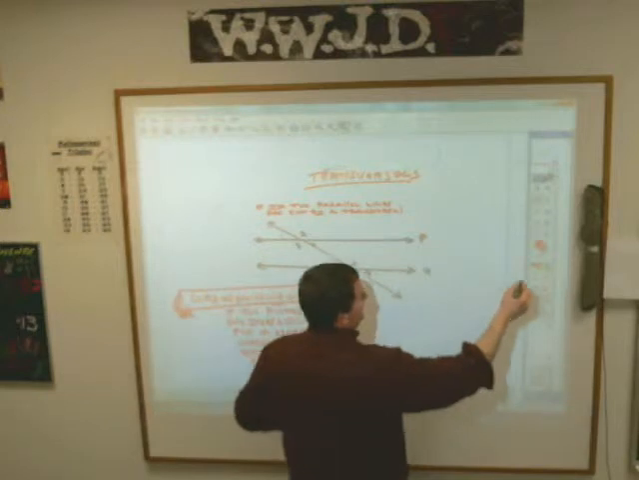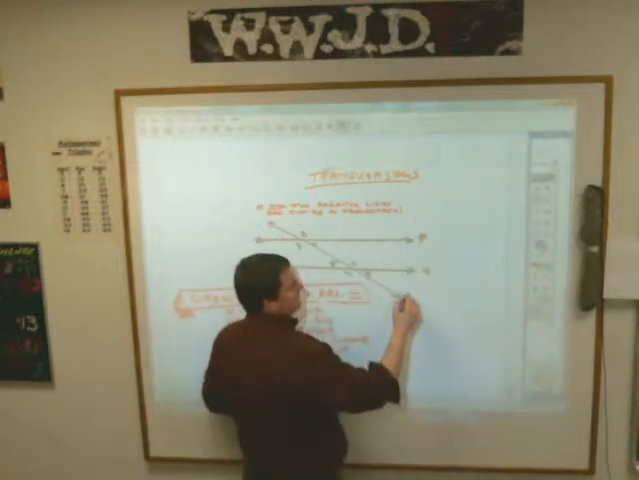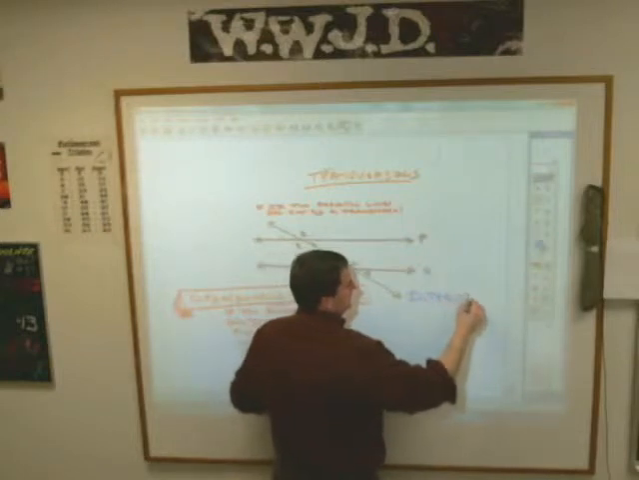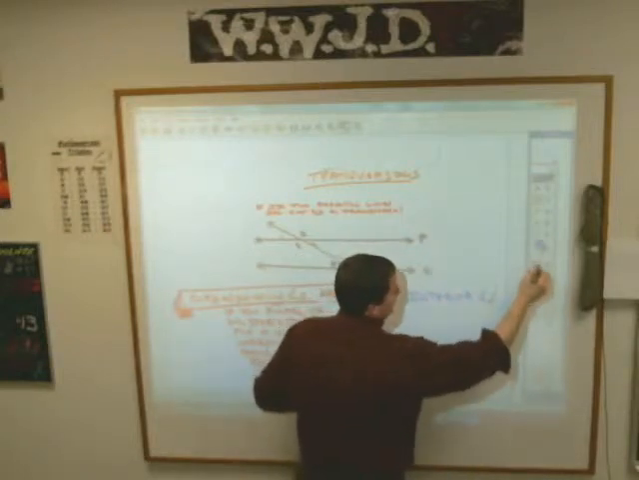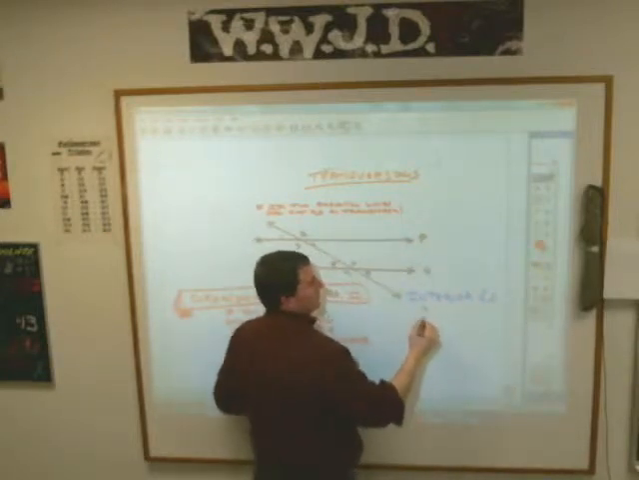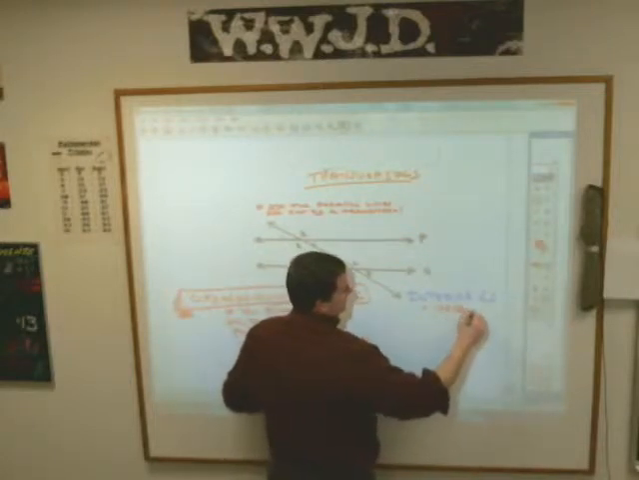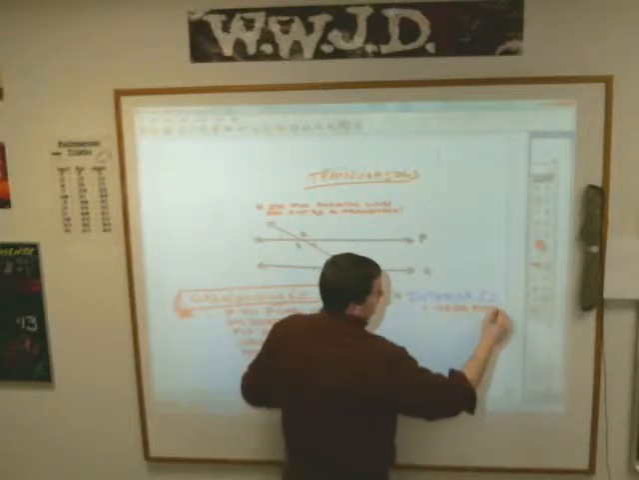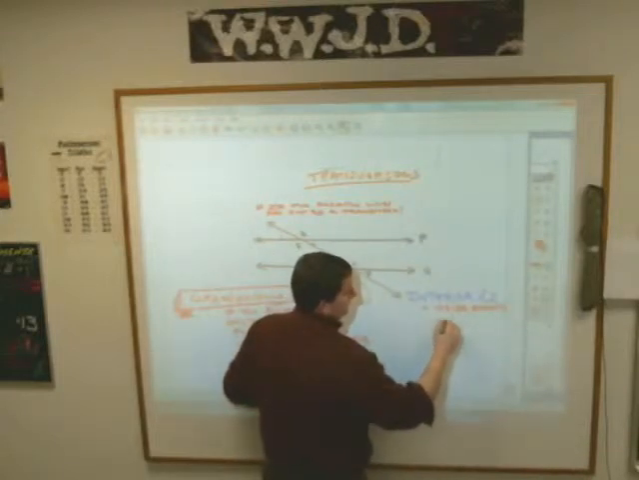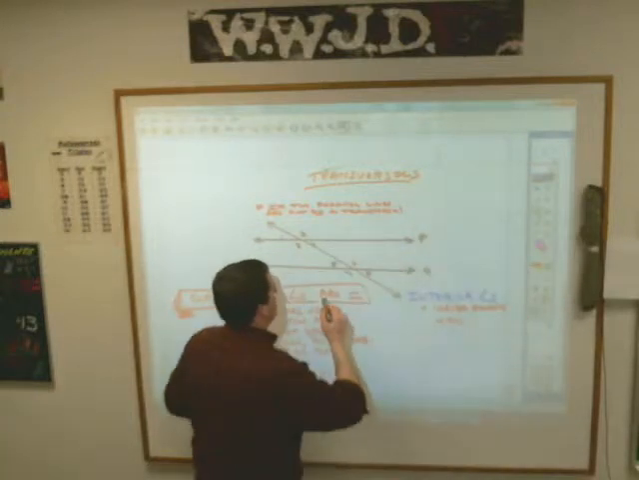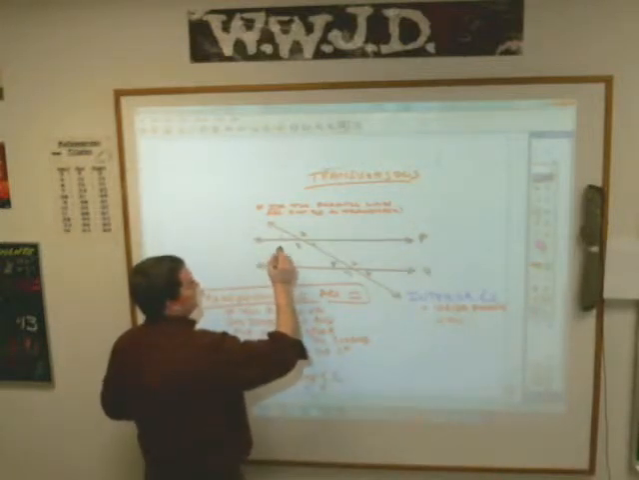Now we need to define this. What would be interior angles? Those would be the angles that are inside the parallel lines. In other words, right here. Here are the parallel lines.